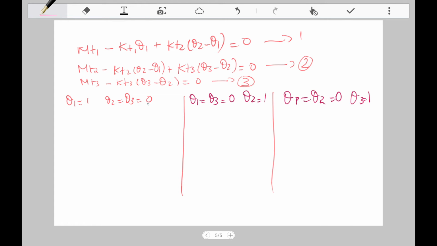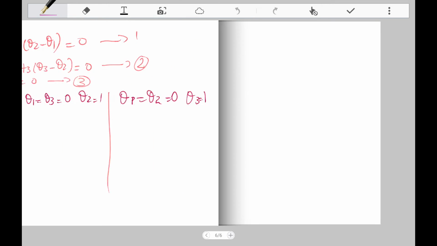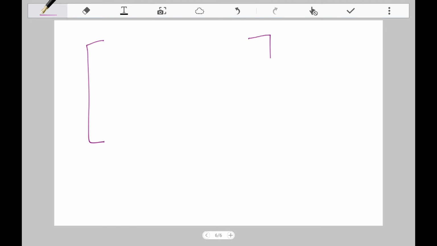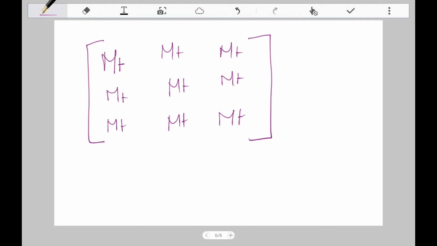So let's plug these thetas back into the equations and find what each MT is equal to. Actually, before I do that, I want to explain something here for the stiffness matrix. The stiffness matrix is basically going to look like this: MT, MT, MT, MT, MT, MT, MT, MT, MT.